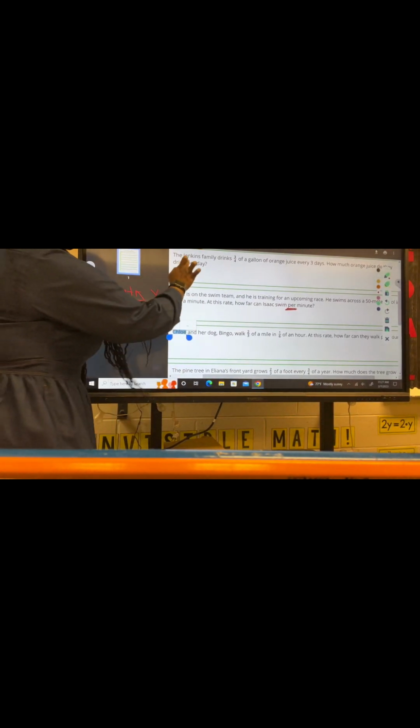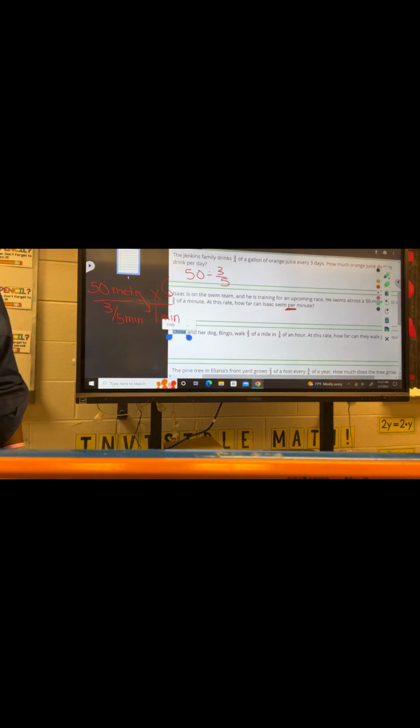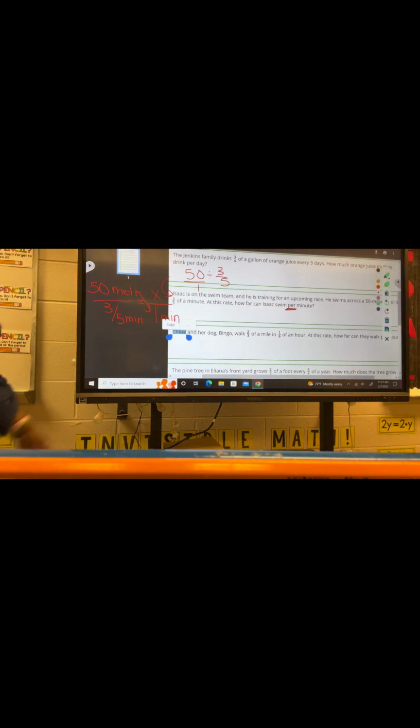I'll say 50 divided by 3/5. And remember, it's this problem that we're doing. Now, I have a whole number and a fraction. How can I divide a whole number by a fraction? Put a 1 under the 50 to make that 50 over 1. Now, can I divide fractions like that? No. So what do I need to do? Keep, change, reciprocate.